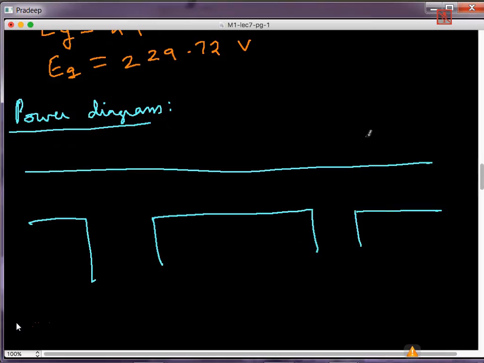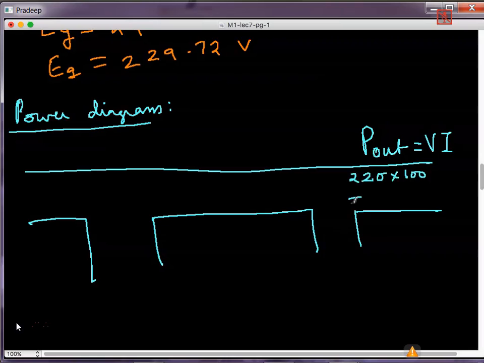So the output power P out is nothing but V into I. So I have 220 volts multiplied by 100 amperes. So that is nothing but 22,000 watts. This is the output power. This I know. Now what is the PD, power developed?